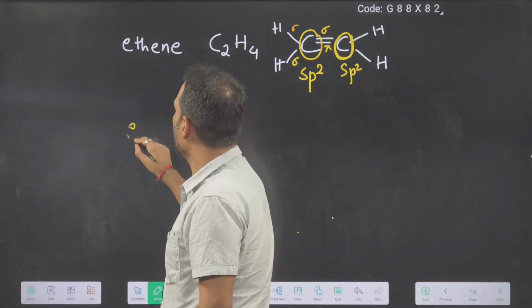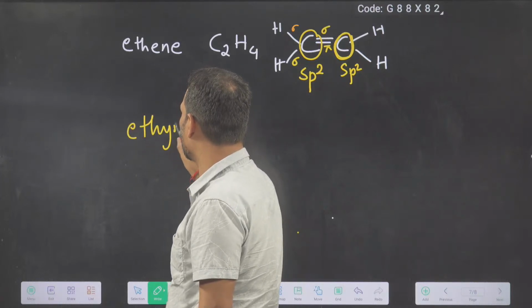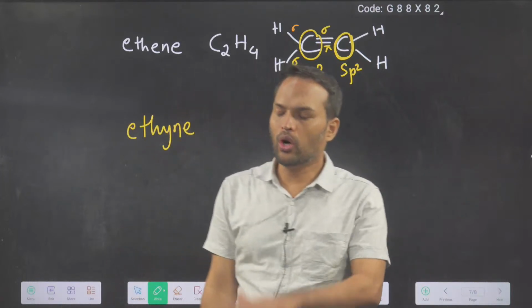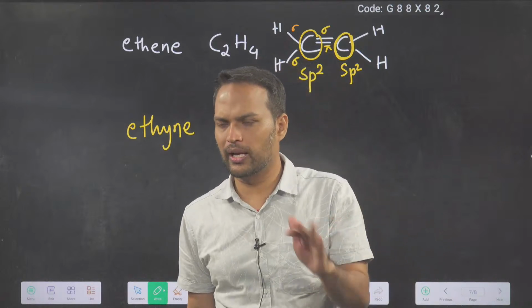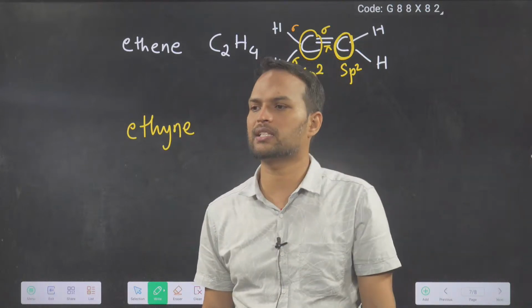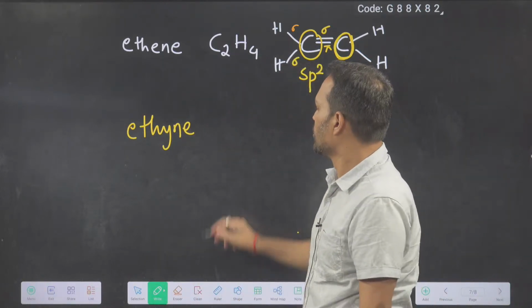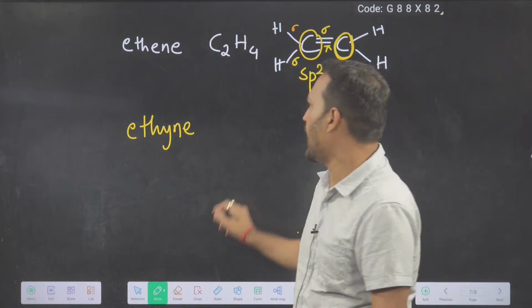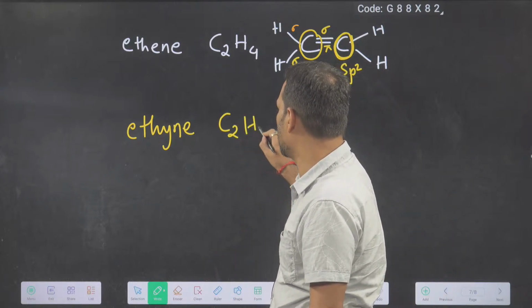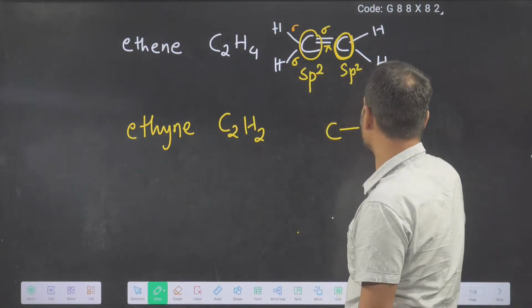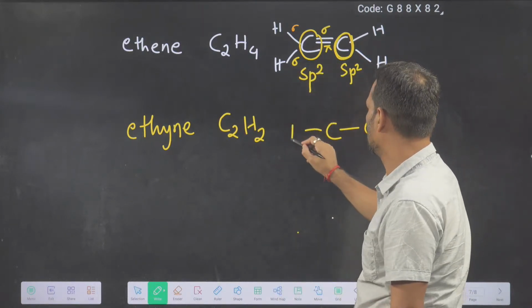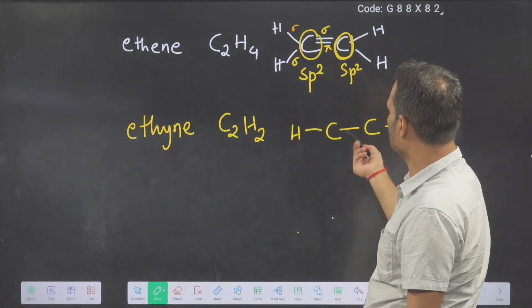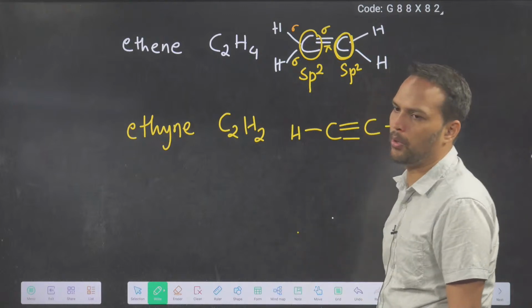Do you know ethyne? Last question for today. Don't practice hybridization questions today; you have to practice them in the next class. So quickly tell me the formula of ethyne. Ethyne is an alkyne, and the formula is C2H2, meaning 2 carbons and 2 hydrogens. See, the 4 bonds are not completed, so put a triple bond here.